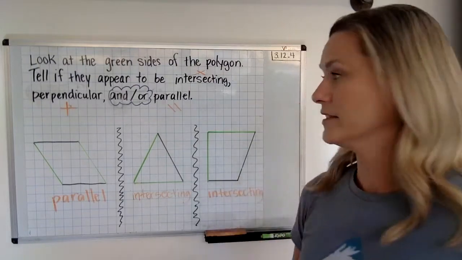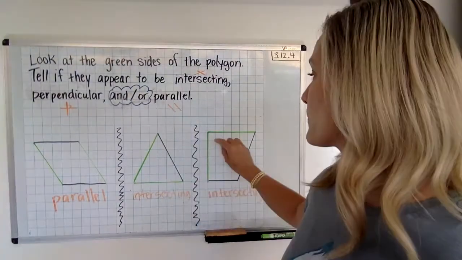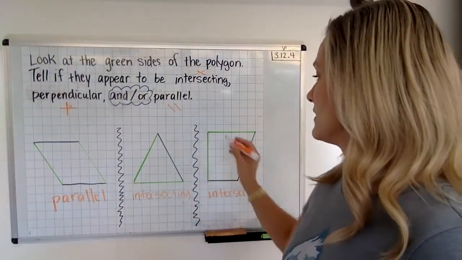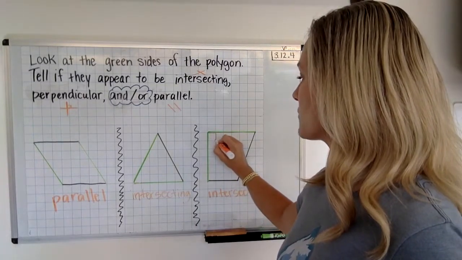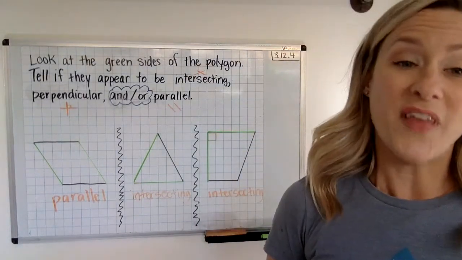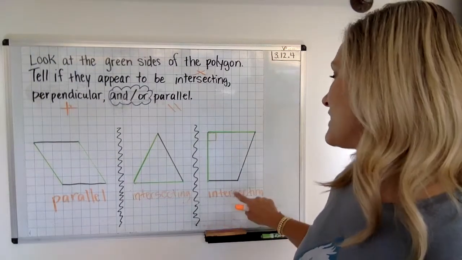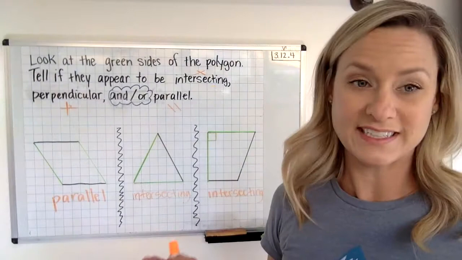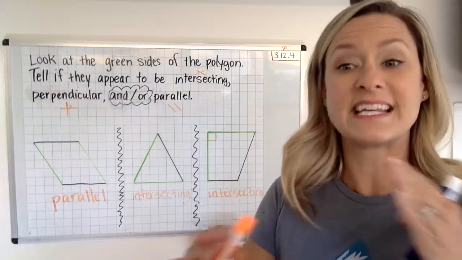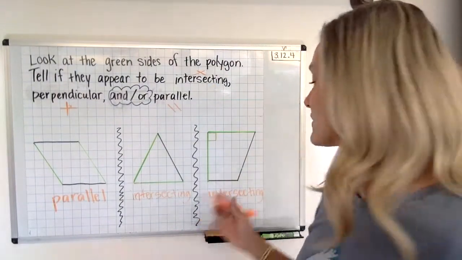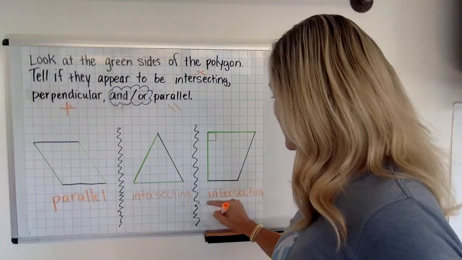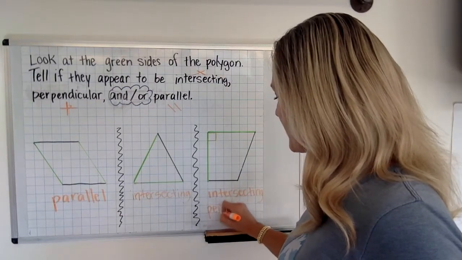But guess what? They cross, see this perfect little square right here? Forms a perfect square at the intersection. That means they're perpendicular to one another, which then tells us automatically that they're intersecting because perpendicular lines intersect at right angles. Okay, so not only is it intersecting, but it's perpendicular.